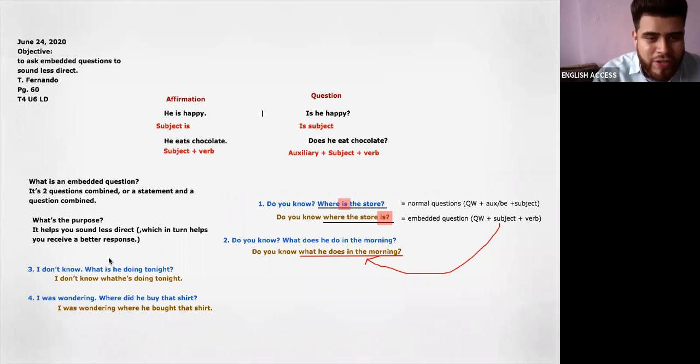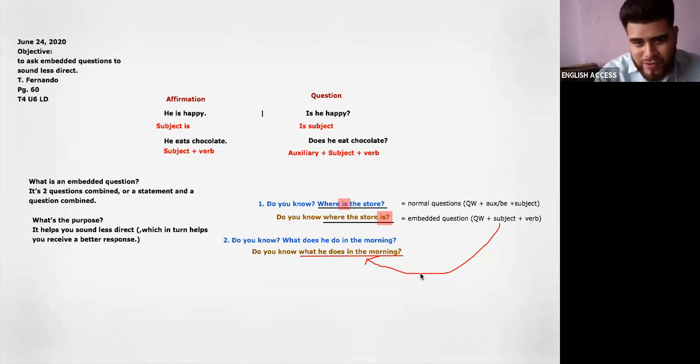If you are good, then I'm gonna show you something else. I don't know if you noticed, but these are only information questions. What happens with the yes or no questions? The information questions are the same thing. You only change one small thing. Did you know? Do you know?